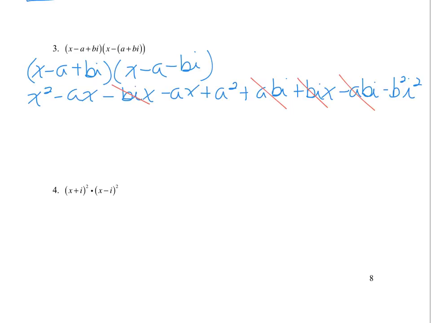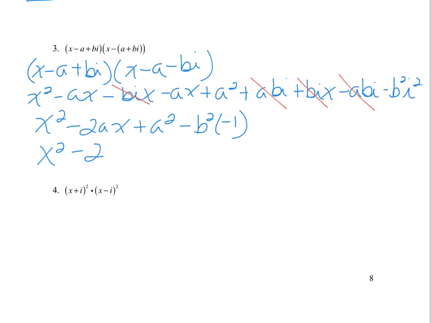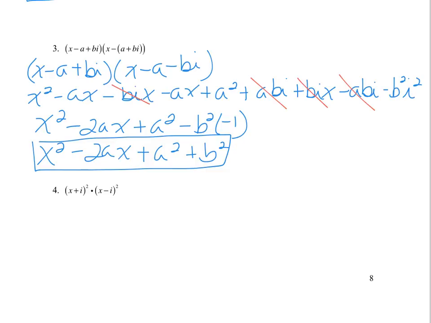I have x squared, a minus ax and a minus ax will give me a negative 2ax, plus a squared minus b squared, but i squared is a negative 1. So now I have x squared minus 2ax plus a squared plus b squared. There's nobody else I can put together, so there's my answer. That one was quite hard because basically it was a trinomial times a trinomial. All right, one more question for today.